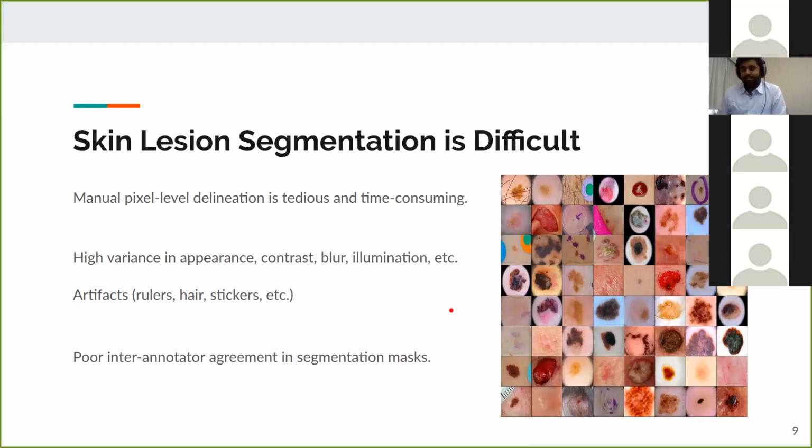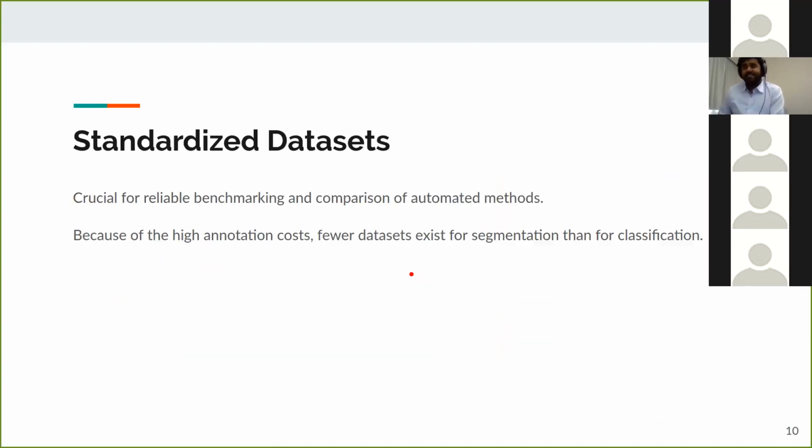This is mainly because of the different levels of expertise of the people who annotate, as well as the choice of the tools used, such as polygon-based tracing, flood fill algorithms, or manual delineation. Standardized datasets are important because they make benchmarking and comparing various methods reliable.